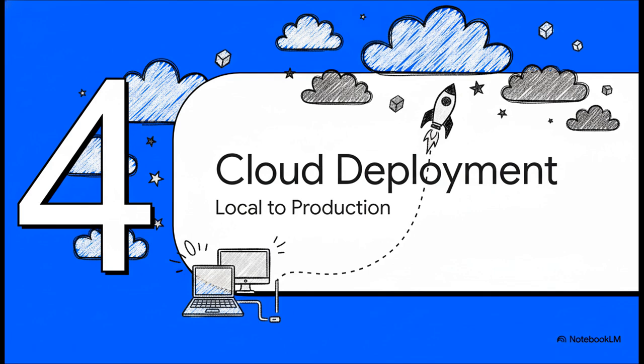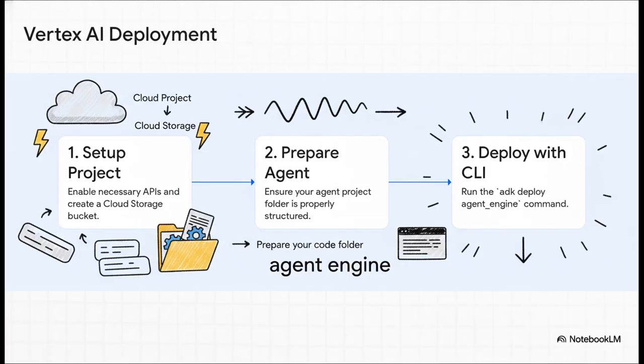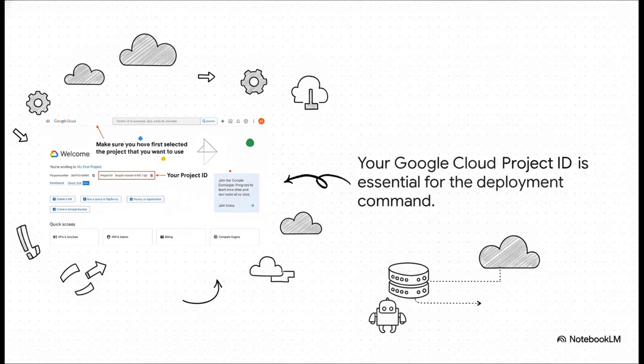And now for the final and probably most exciting step, deploying to the cloud. This is where we take our agent from our local computer and launch it into the world. The ADK command line interface makes this process incredibly efficient. Deploying to the Vertex AI agent engine is really just a simple 3-stage process. Set up your cloud project, prepare your code folder, and then run a single ADK deploy command. That's it. And that command really just needs one key piece of information from you, your Google Cloud Project ID. You can easily find and copy that right from the main dashboard in the Google Cloud Console.